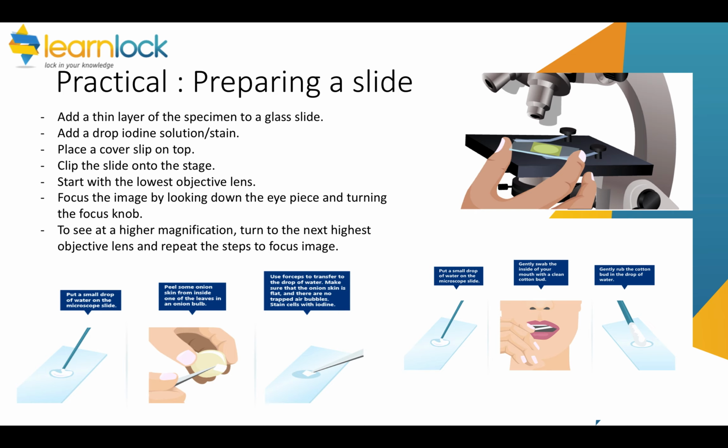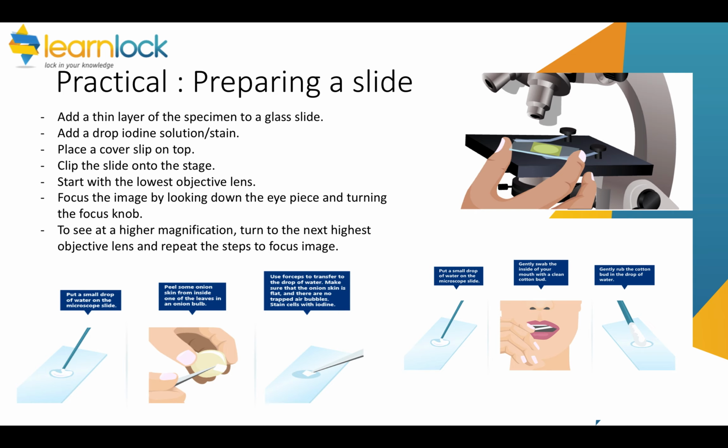With both of these practicals, to prepare a slide, you would need to use a glass slide, and you would add a layer of the specimen to the glass slide. So that might be a really thin layer from the onion skin or from rubbing a cotton bud inside your cheek. You will then need to add some dye or stain to the specimen, and this is to give the cells colour. You'll then place a very thin cover slip on top, which is like a sheet of thin glass, and then the slide is ready.